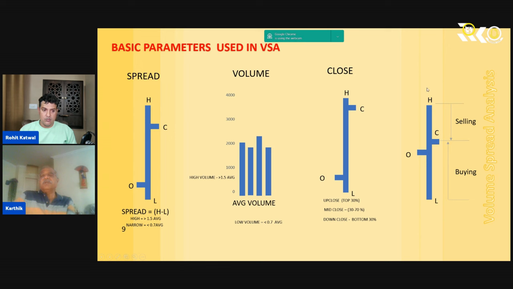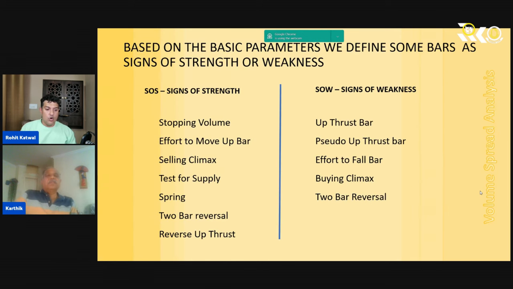And also, to see where there is selling and buying, we approximate: high minus close we consider as selling. Of course, in a given time frame, it can go up, down, up, down. Finally, we arrive at an overall bar which is high, low, open, and close. But for simplicity's sake, we always assume that high minus close would be the selling pressure, and the buying is the close minus low. So that's how we try to simplify things.